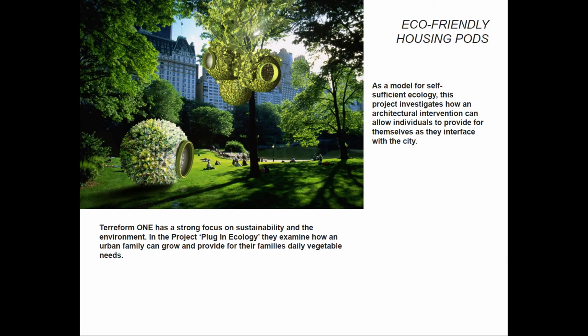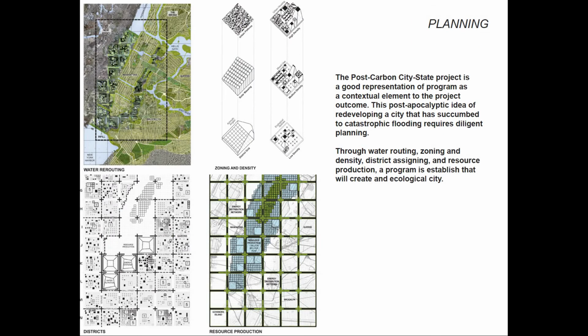Element, as it relates to sustainability in the urban core, is a self-sufficient pod that can provide families daily vegetable needs. Program is investigated through routing, zoning, and density, district assigning, and resource production to facilitate an ecological city.